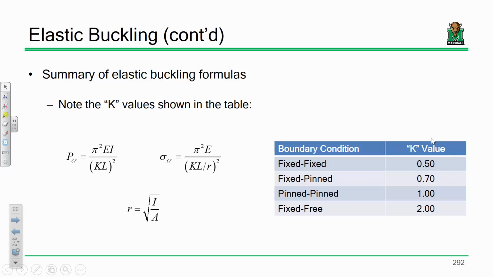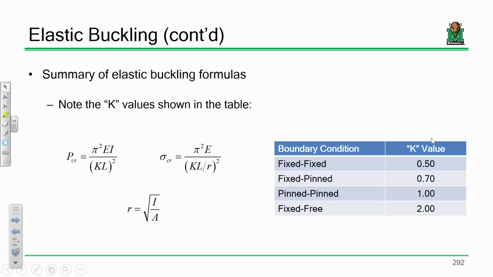If it's pin-pin, that's our original scenario, and K is 1. If you have a column that's fixed on the top and fixed on the bottom, like it's clamped on both ends, and you're applying a compressive value, your K value is 0.5. If it's fixed on one end and pinned on the other, we take the K value to be 0.7. Okay? And that's just drawing those out.